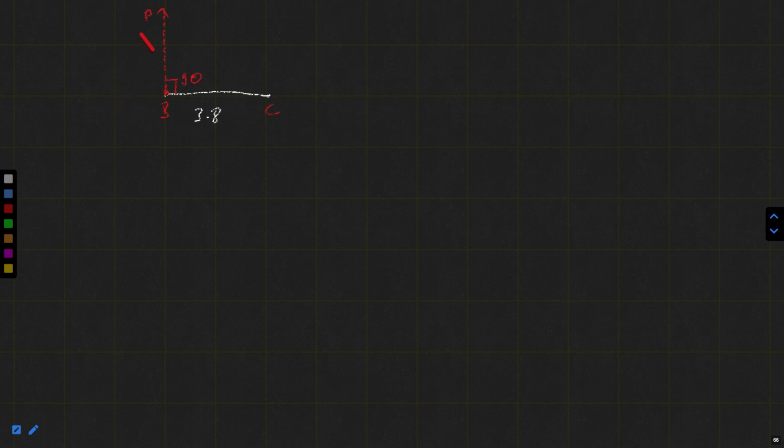Now, the sum we needed is 6 centimeters. So take a ruler and mark 6 centimeters of length on BP. Suppose the 6 centimeters cuts the ray at point D. So BD is of length 6 centimeters. Now join D and C.